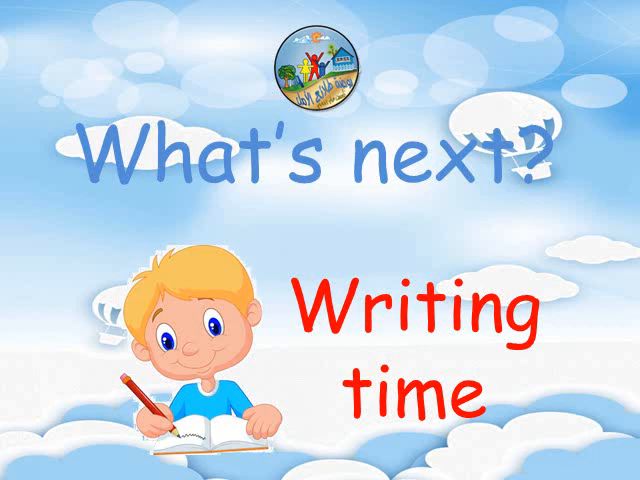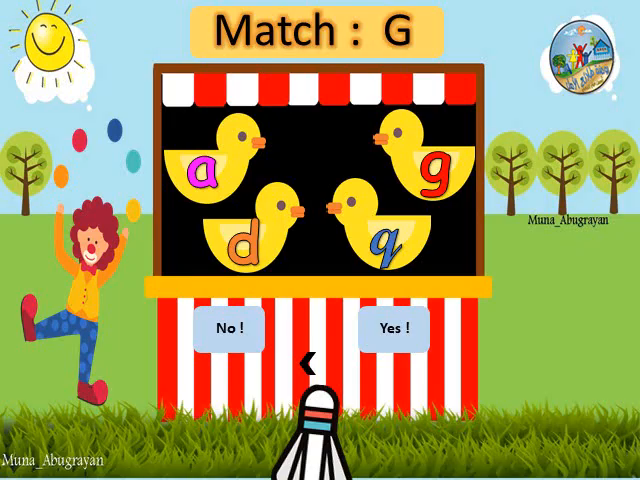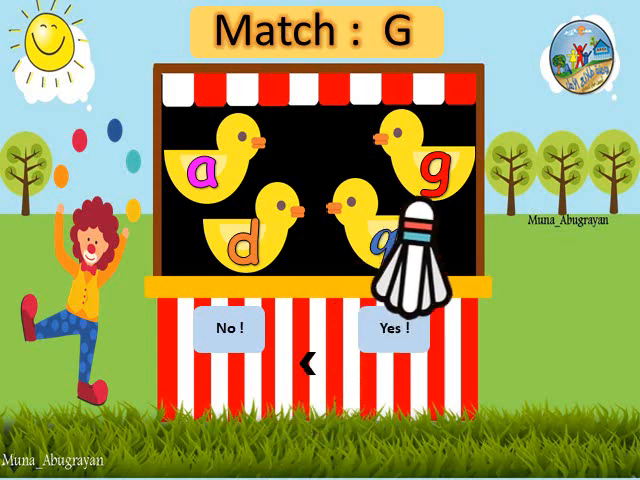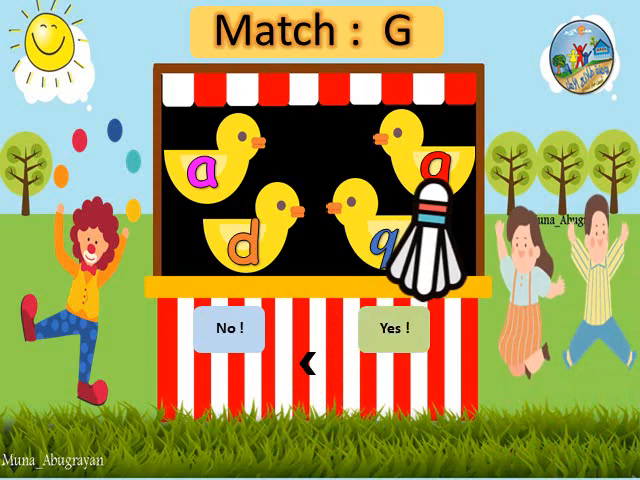What's next? Writing time. Now let's match capital letters with their small letters. This is capital G. Where is the small G? Is it red, blue, brown, or pink? It's red. Wow! That's the answer. Next.